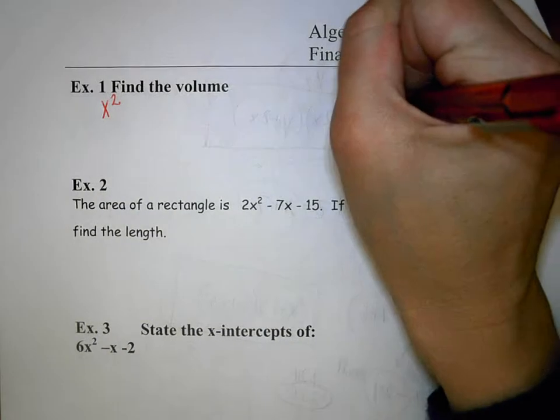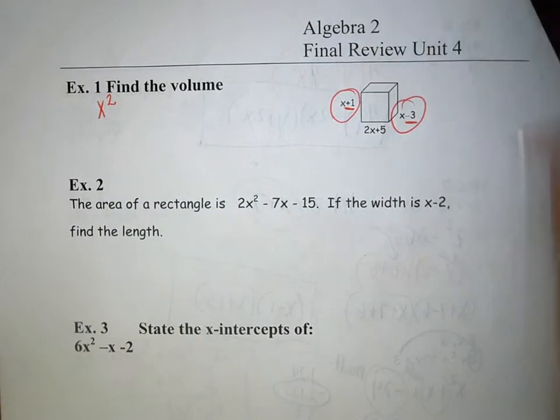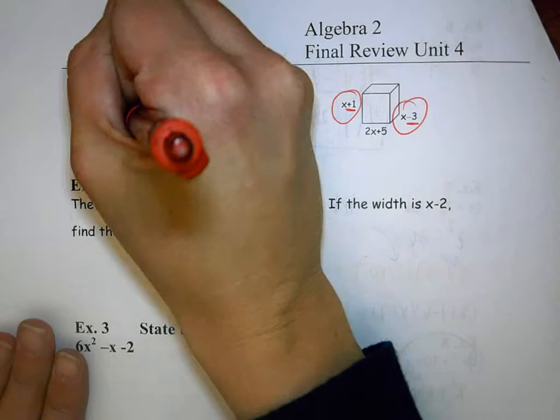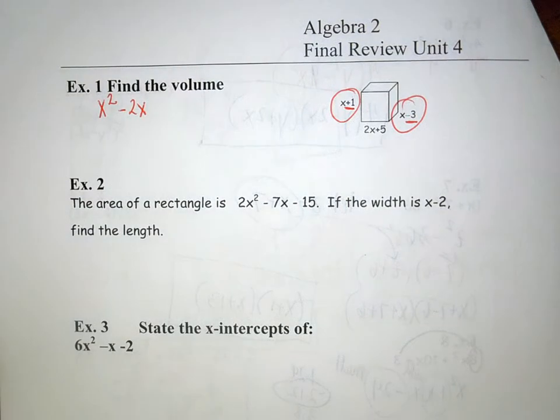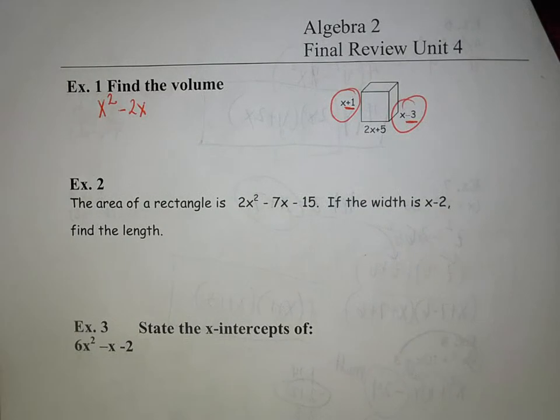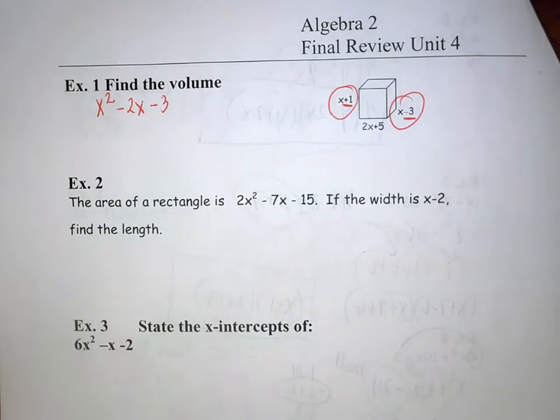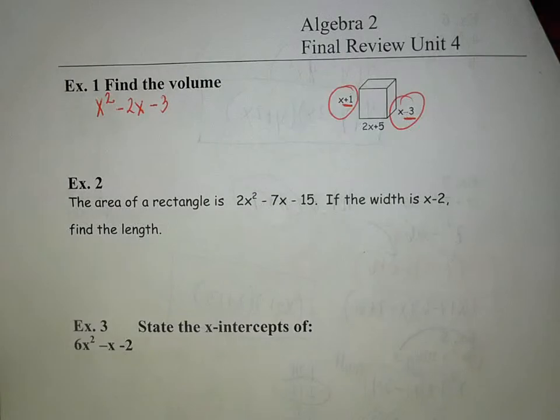Remember these are your adding terms. Positive 1 and negative 3, what do those add to be? Negative 2x. So our adding number is negative 2x. And when we multiply 1 times negative 3 together, it makes negative 3. So now I'm done multiplying that. If you did the box, you'll get the same answer.